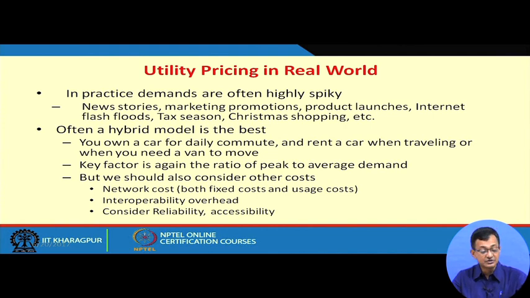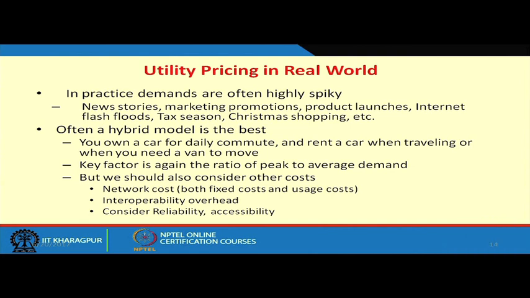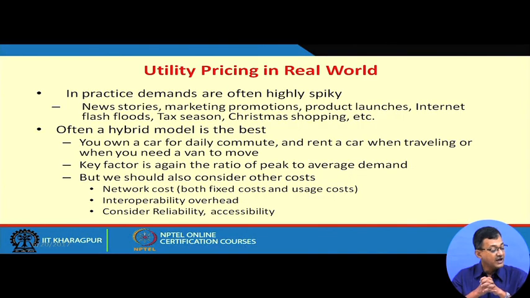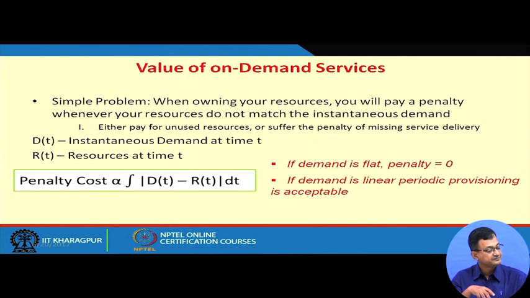There are network costs, both fixed and usage costs, and interoperability overhead, like different systems and data talking to each other. Consider reliability, accessibility and so on. So, these are the different factors. Another aspect we will quickly see is the value of on-demand services.